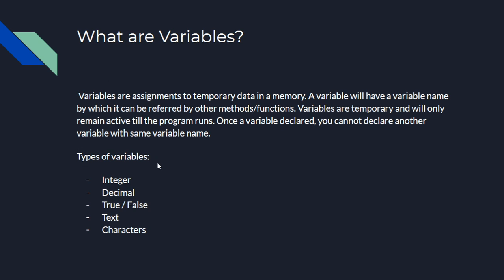Types of variables. There are a total of 5 types of variables. Actually there are more, but since this is basic, I'm not covering all of them. The first type we are talking about is the integer data type. Let's get into the slide.